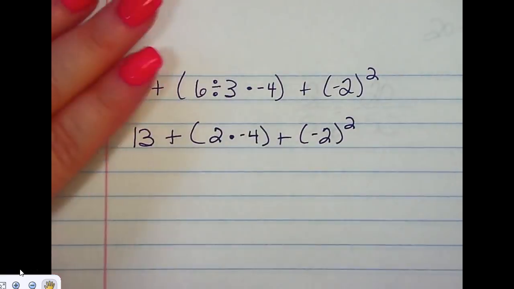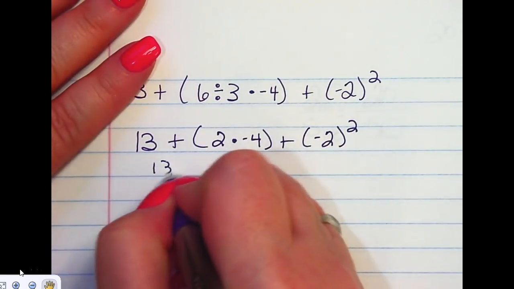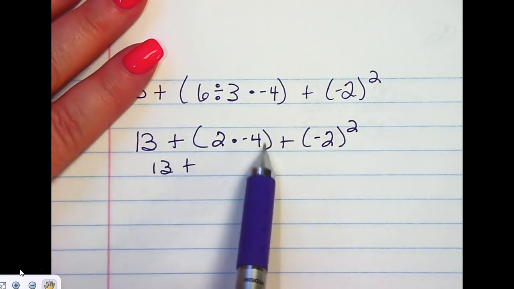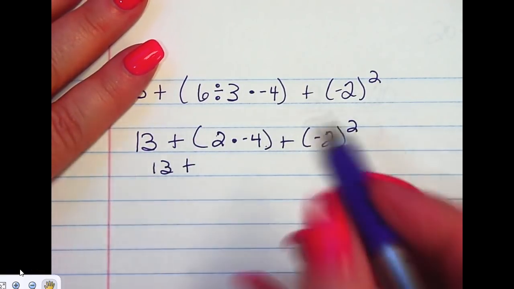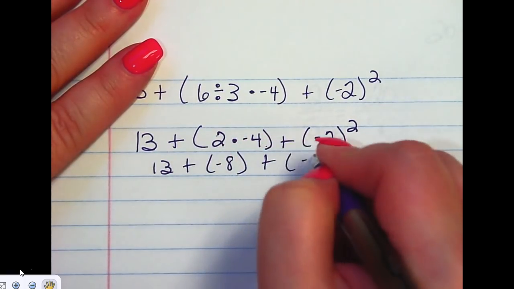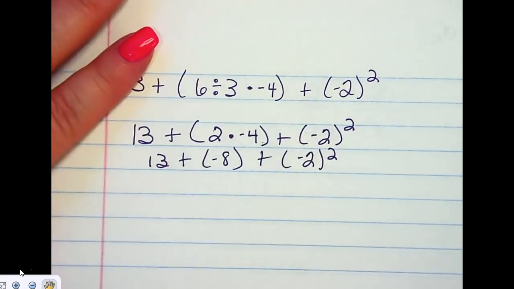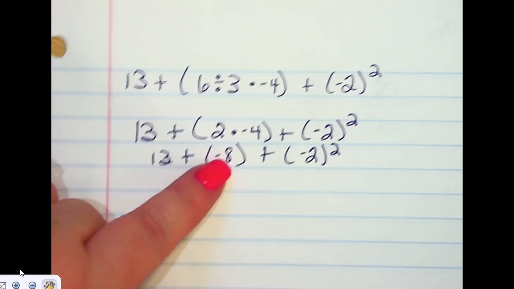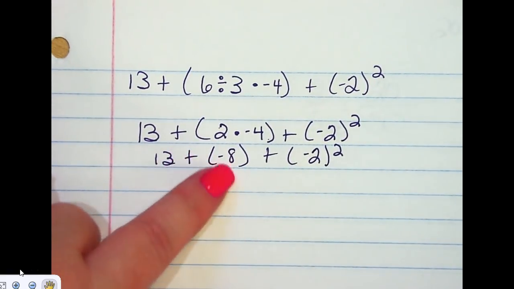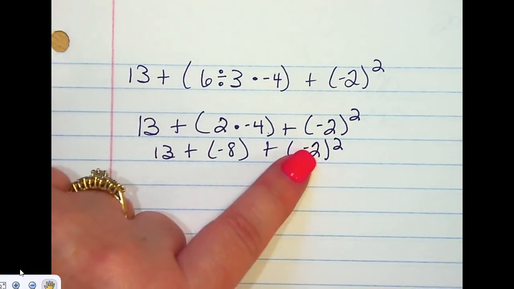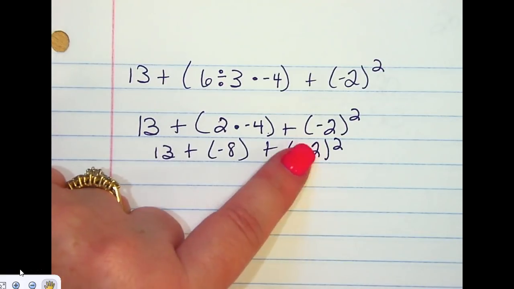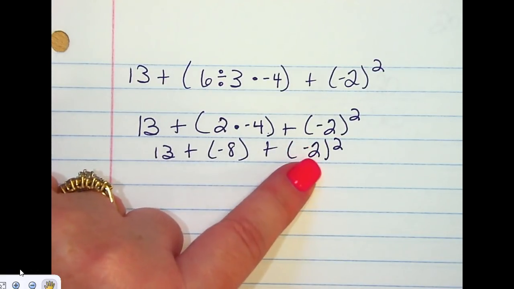2 times negative 4 is what? Negative 8, right? 2 times 4 is 8, and a positive times a negative is a negative. Negative 2 squared. So I still have a parentheses here, but there's nothing to do inside of it. We're just holding it to say plus a negative. Is there anything to do inside of this parentheses? No. I can't simplify that inside the parentheses.